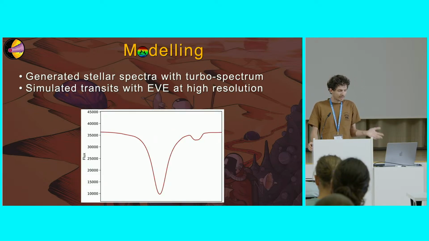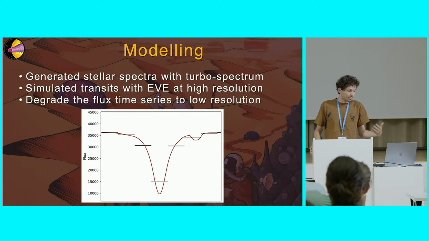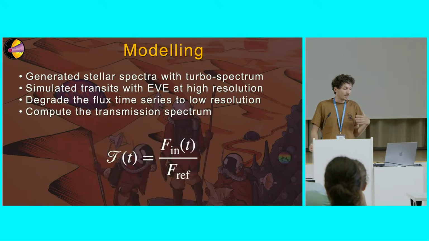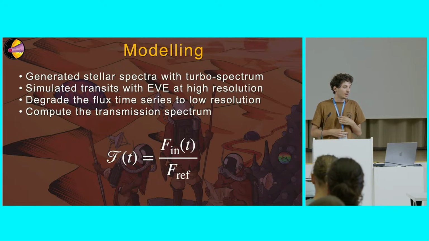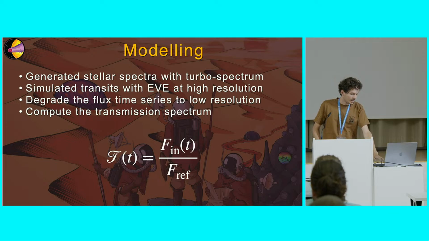This is a typical spectrum that can be modeled during the transit. This is at mid-transit at very high resolution. And then I degraded the flux time series to low resolution. I insist on the fact that I degraded the flux time series and not directly the absorption, because this is really important. Then from this degraded flux time series and also the stellar master out, we computed the transmission spectrum.